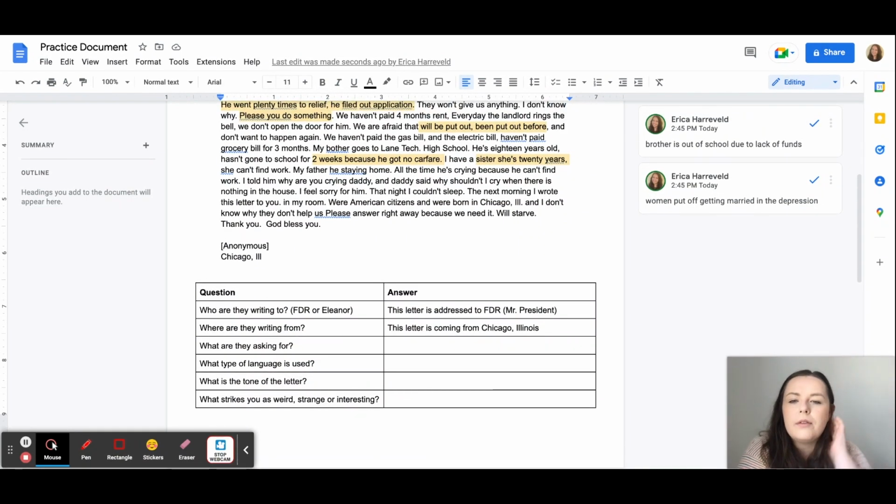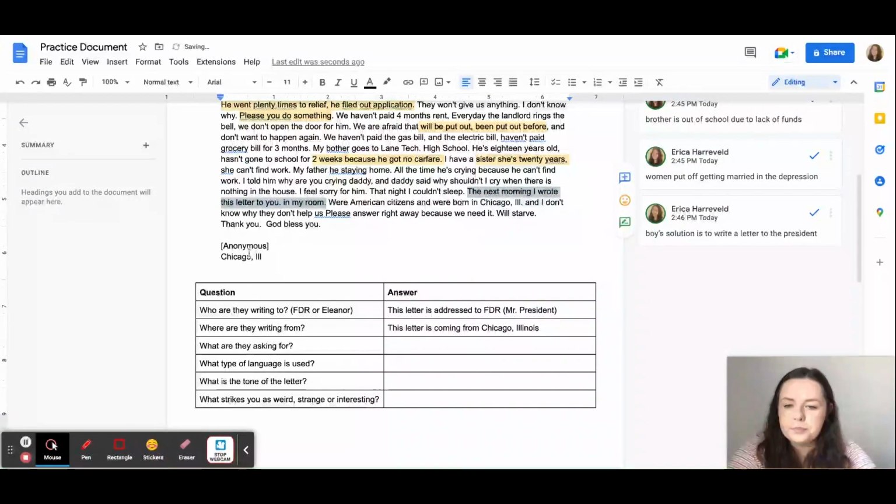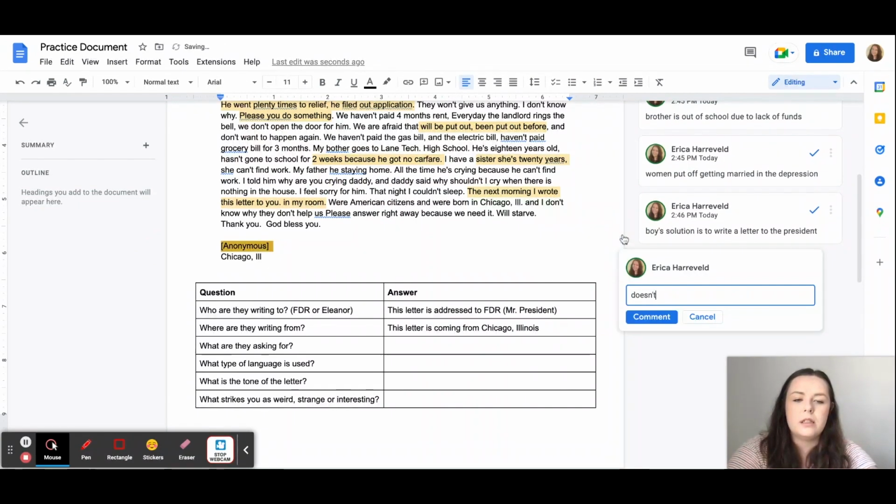So that was kind of a big chunk. So the father is upset because they have nothing in the house. And so the boy's solution is to write a letter to the president. And then he doesn't sign the letter. So it's from Anonymous.